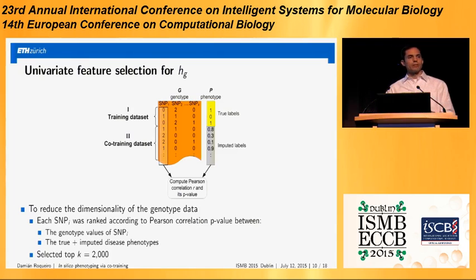Now, as you may imagine, creating a classifier with 500,000 features is quite challenging, so we implemented a univariate feature selection method. To put it in a nutshell, for each particular SNP, we tested the correlation of the genotype information of the SNP with the phenotype information. Then we obtained the p-value for the Pearson correlation, and we ranked the SNPs in ascending order of p-value. And from that, we took the top 2,000 SNPs.